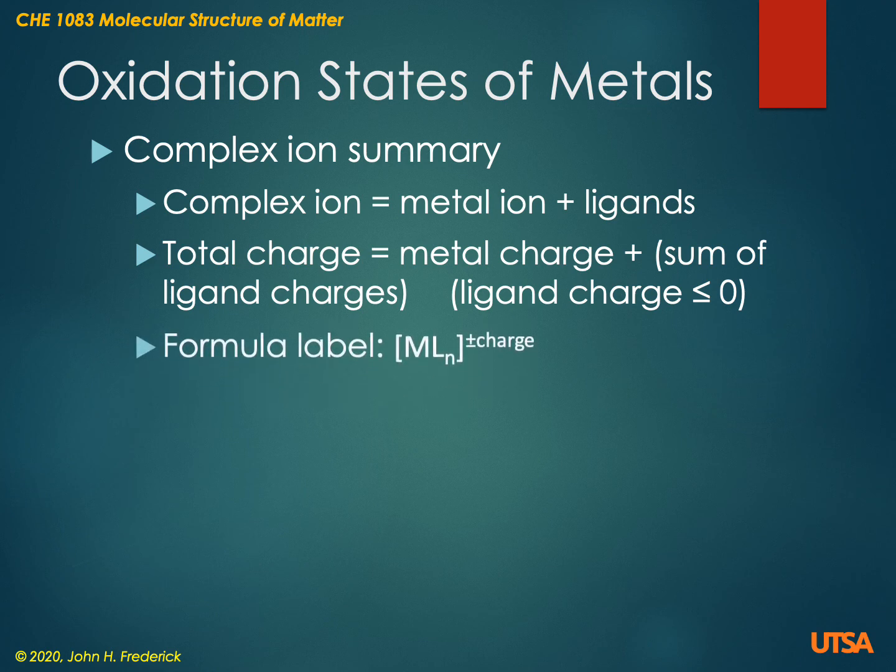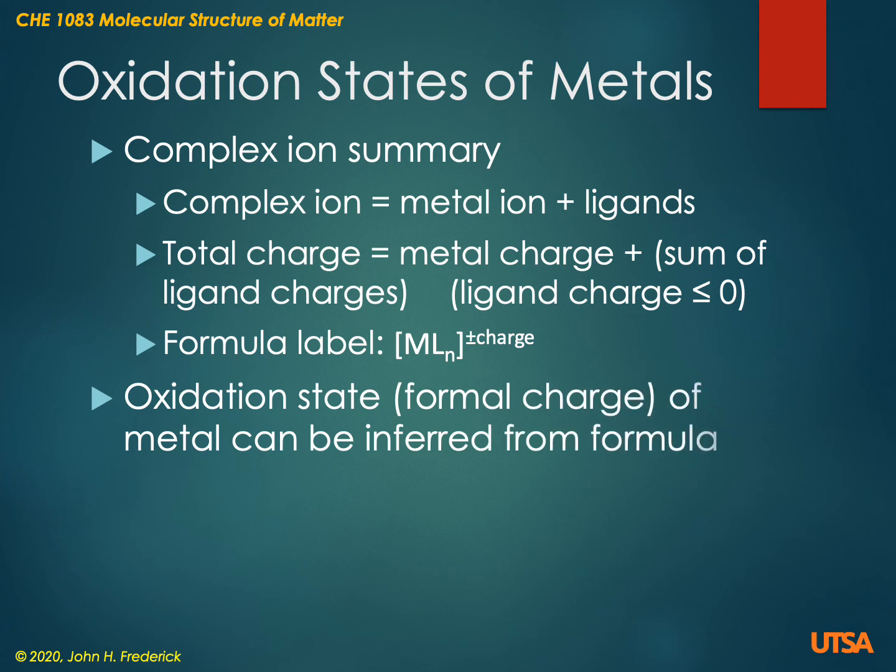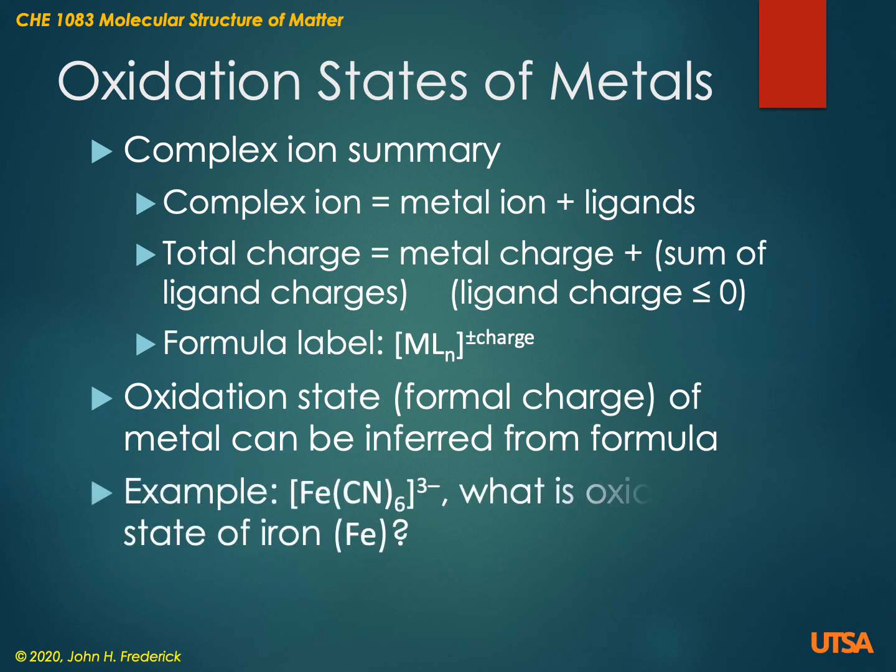And remember, the ligand charges, by and large, are either 0 for a neutral ligand or negative for an anionic ligand. So that means when we have the formula label for these complex ions, we're going to list the metal, the ligands, and then we're going to give it a charge. And that charge can either be positive or negative, depending upon whether the ligands have a lot of negative charge. They can actually cause the overall charge of this complex ion to be negative. The oxidation state, that is the formal charge of the metal, can be inferred from the formula. Let's see how that works.